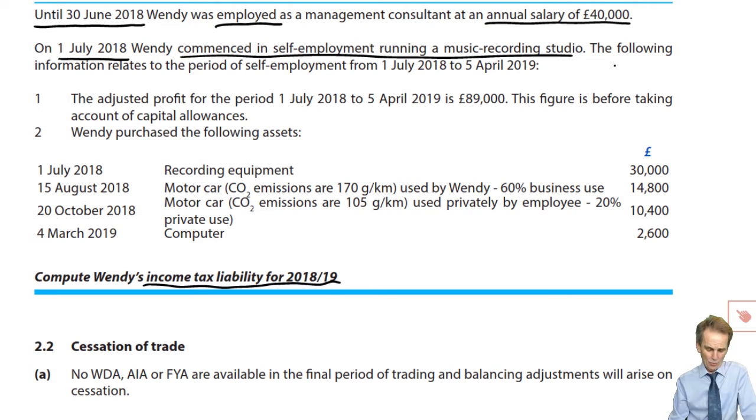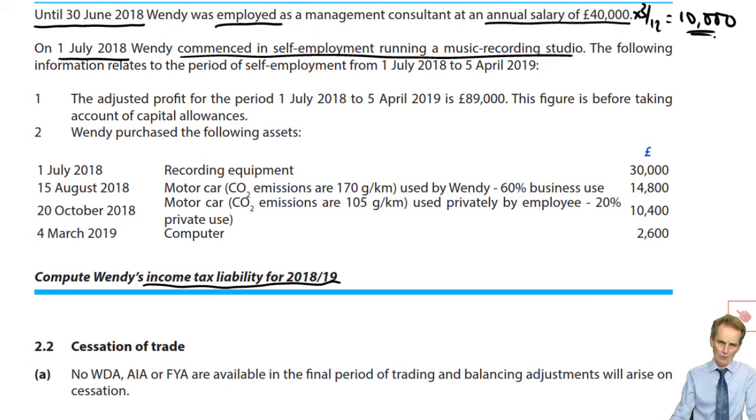Now, until the 30th of June 2018, that's going to be 3 months' worth received. So times 3/12, that will be £10,000 of employment income received in that tax year 18-19. So that will go to the income tax computation. But what we then need to do, of course, is to look at this self-employment.